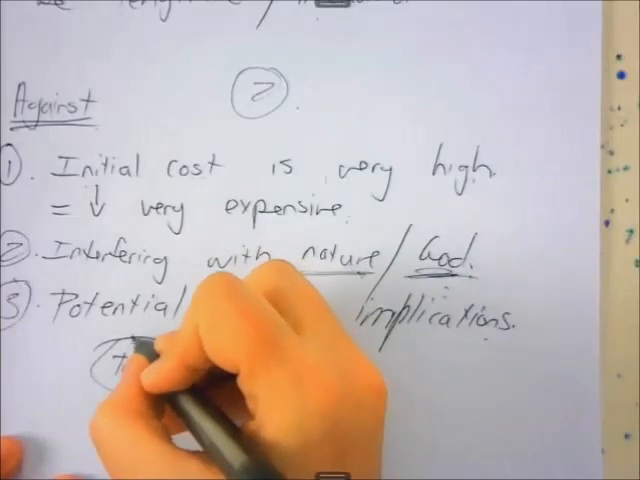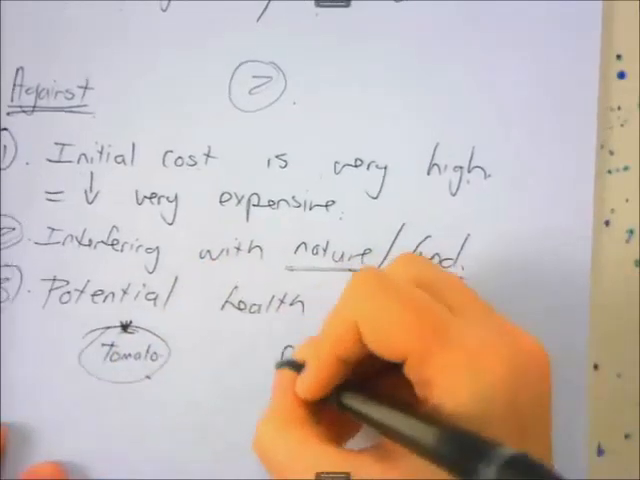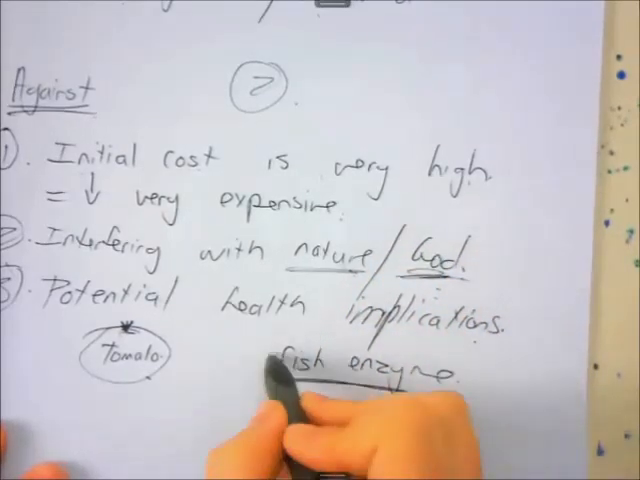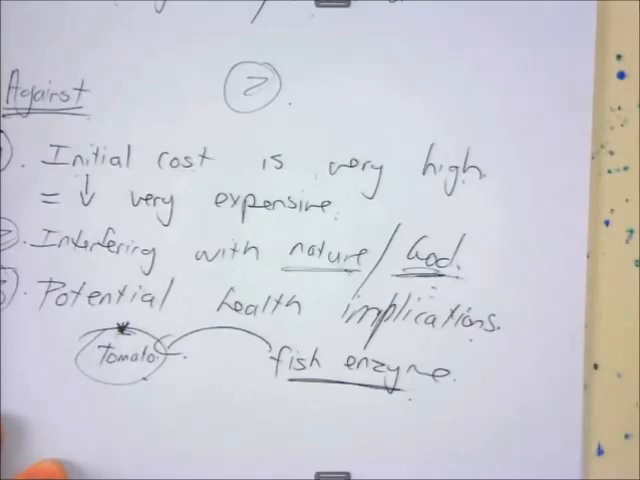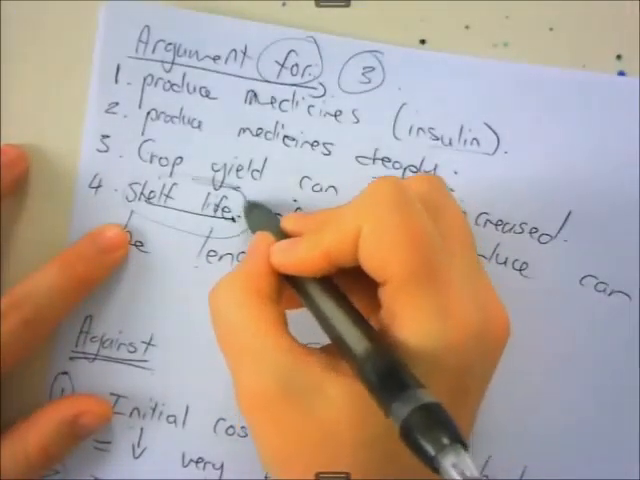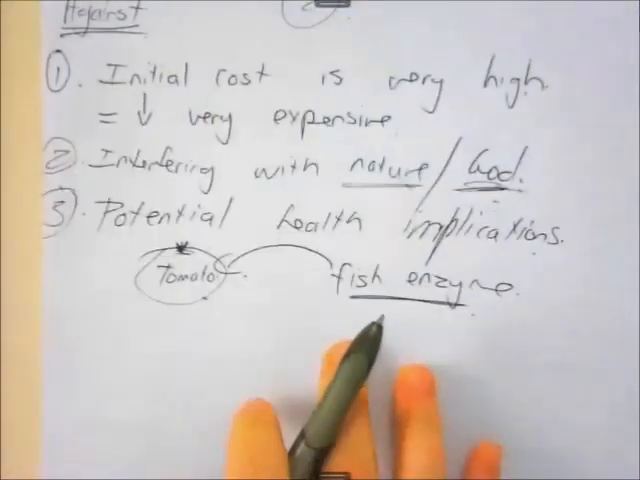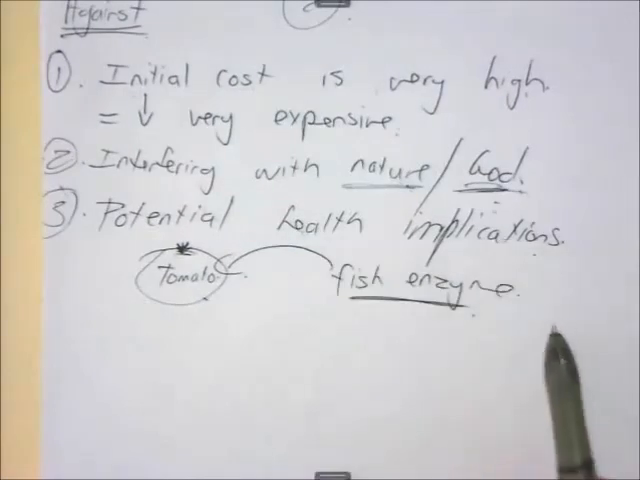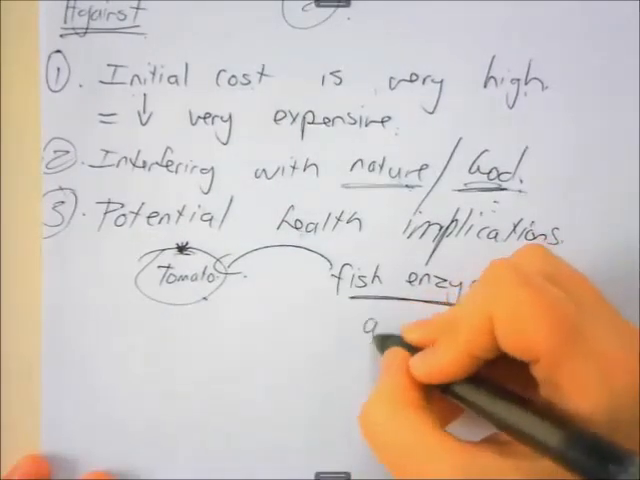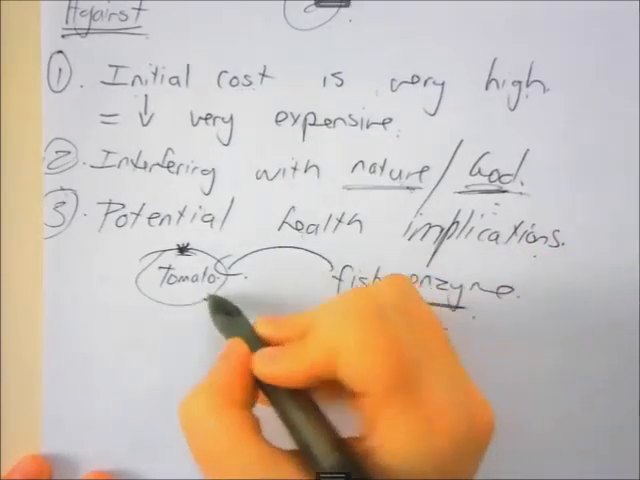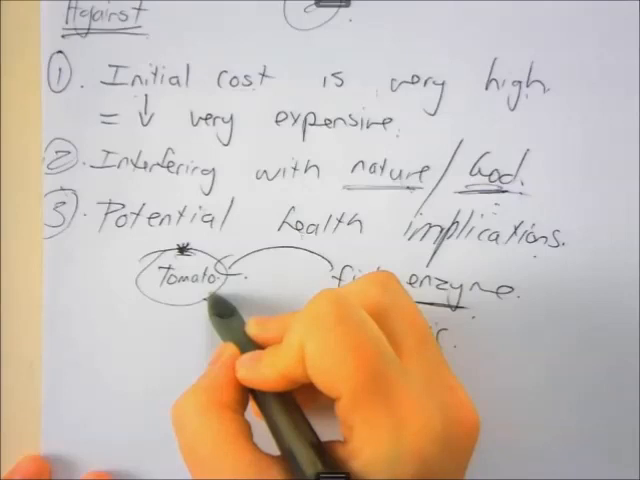So what we can do, just as an example, is you can remove a fish enzyme and you can actually insert it into the tomato, which will be a benefit in the one sense that you can possibly improve the shelf life of this tomato. But now what we have is a potential health implication, because if there are people who are allergic to fish enzymes, now suddenly it's going to seem as if they are allergic to tomatoes as well. And that is a potential health risk.